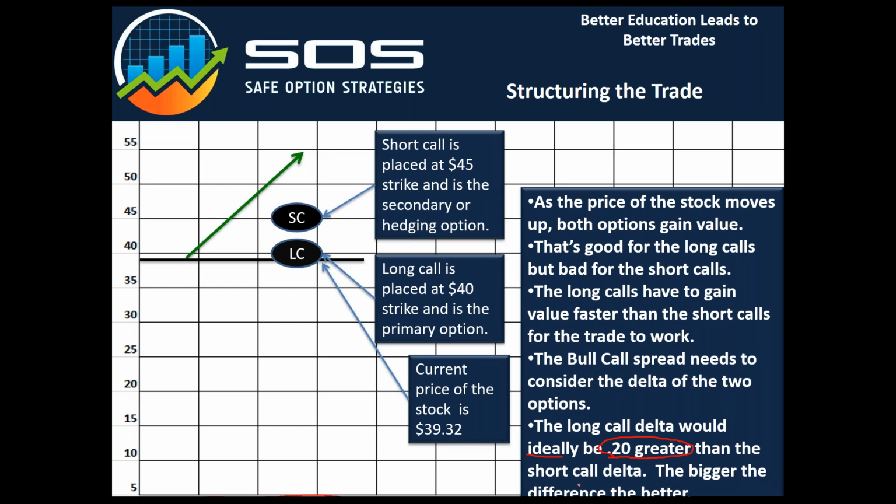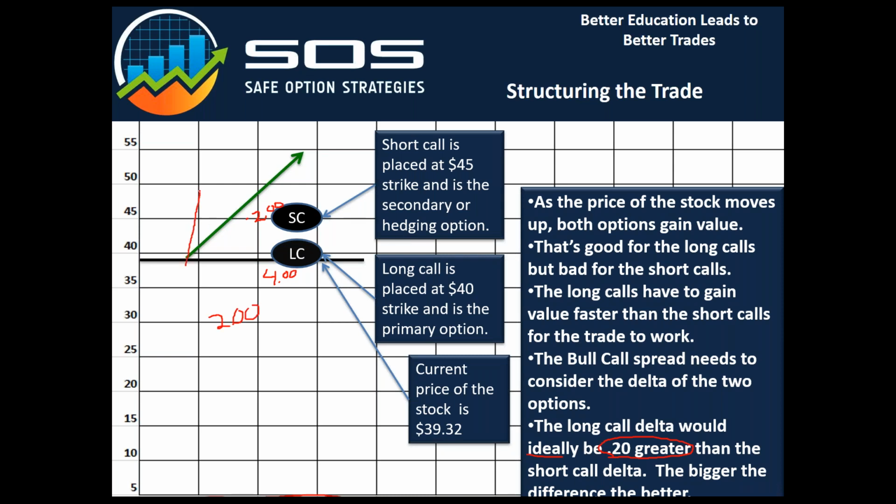Now, let me give some explanation on this for a moment. We get into our bull call spread. Let's say hypothetically, we're going to pay $4 a share for this long call, and we're going to take in a credit of $2 per share for this short call, so that our cost to be in the trade is going to be $2 per share.